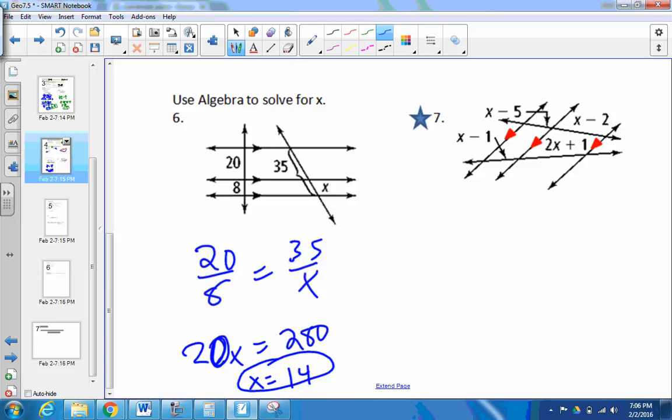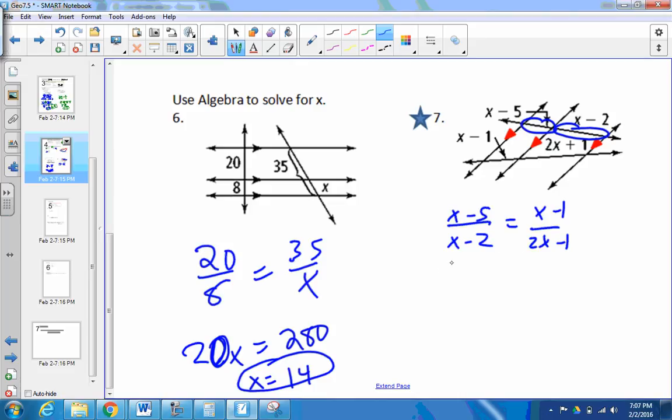All right, one more. Solving for x. Ooh, we've got a lot of stuff here. So we can look at it this way. Those are our parallel lines. So if we're splitting this up, we're going to look at this and this compared to those other two. So x minus 5 over x minus 2 would be equal to x minus 1 over 2x minus 1.